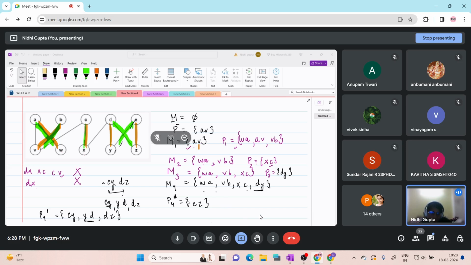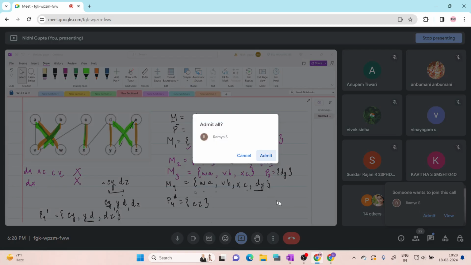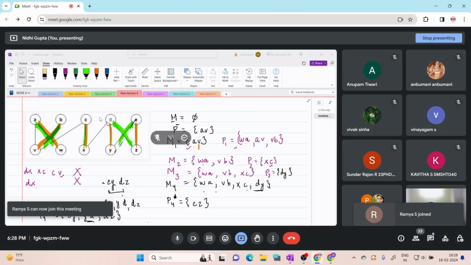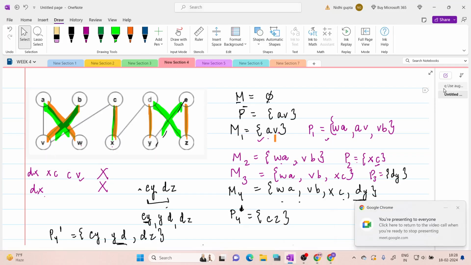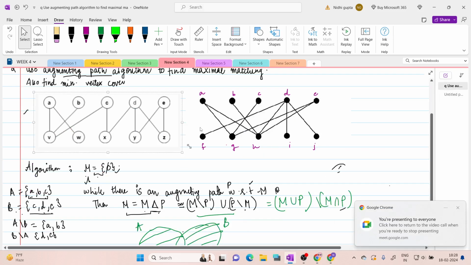Okay. So has everyone understood the algorithm? Should I go on to the next question, or should I do a similar question of this algorithm? Like there's one more graph, or can we move on to the next question? We can solve one more, ma'am. Similar one more. Okay. So the second graph is this.